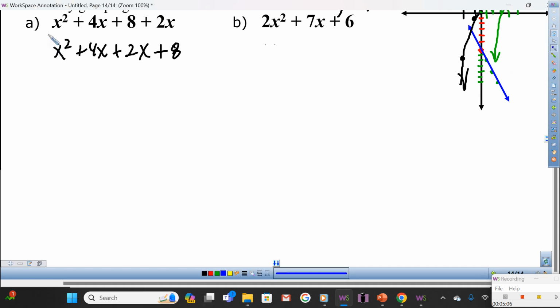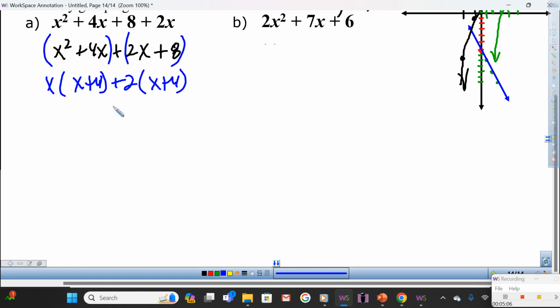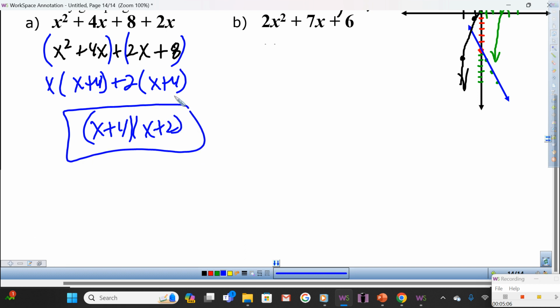So now we group. We group the first two, second two. GCF is x, x plus 4. GCF for the second two is 2. We're left with x plus 4, my factors. x plus 4, x plus 2. Hands if you got that by yourself. Okay, good.